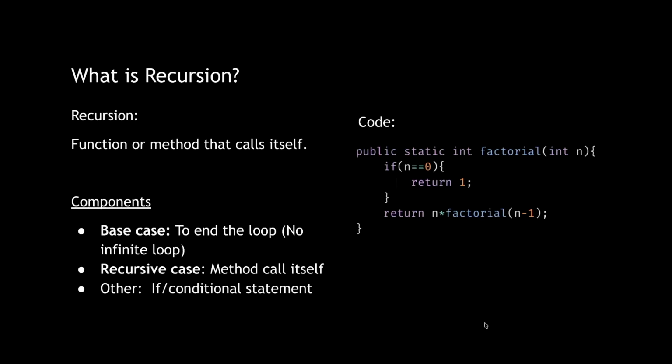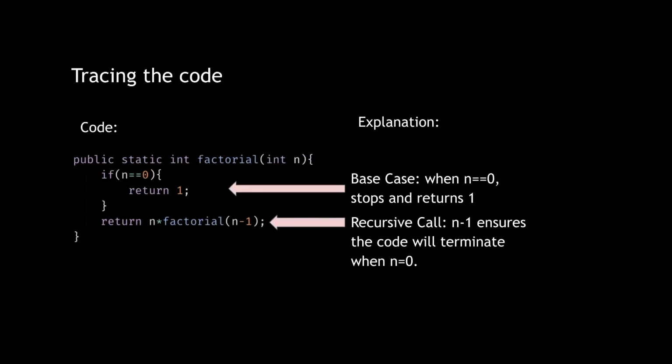Now let's look at a classic example, factorial. For those of you who don't know factorial, the factorial of a number means multiplying all integers from that number down to 1. So if you had 5 factorial, it would be 5 times 4 times 3 times 2 times 1, which is 120. And here's our recursive version in Java.